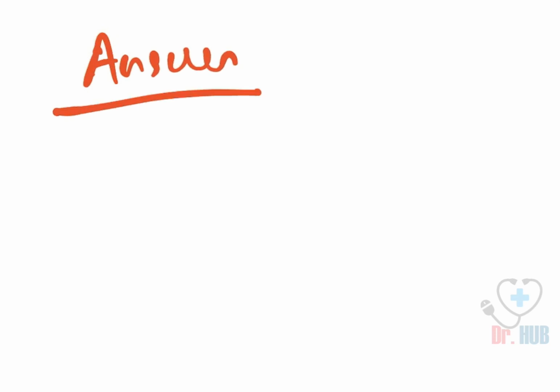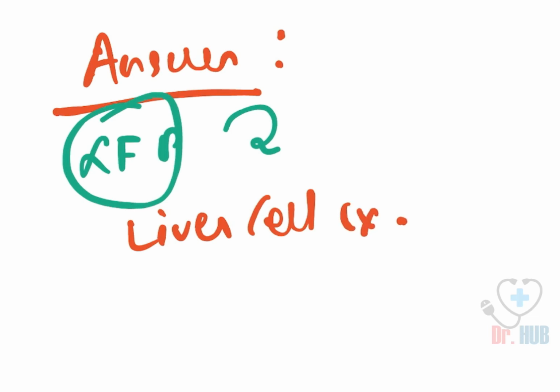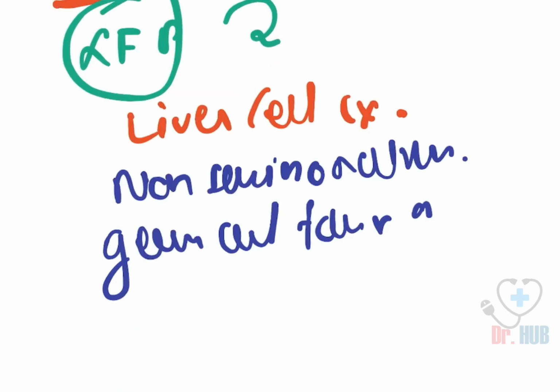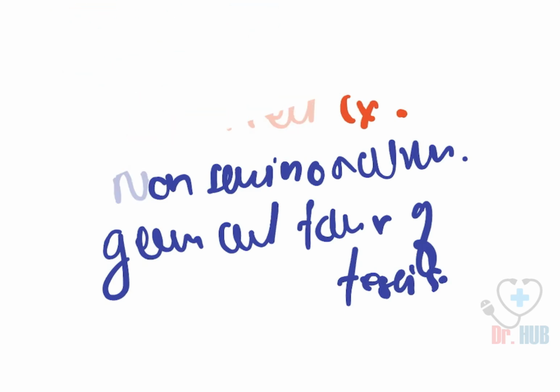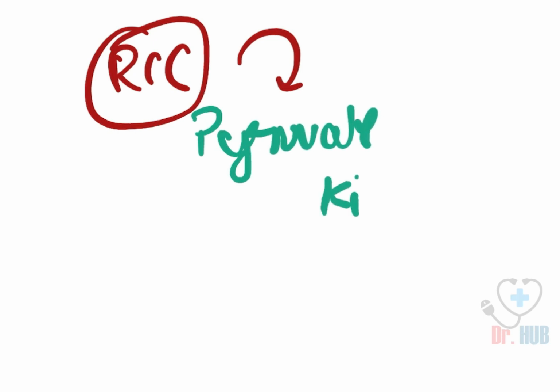Now we are going to answer the questions which we asked earlier. In case of the alpha fetoprotein, the answer is it is seen in case of the liver cell cancer as well as in the non-seminomatous germ cell tumor of the testis. The next question was, in case of renal cell cancer, what is the tumor marker involved? Here it would be the enzyme pyruvate kinase.